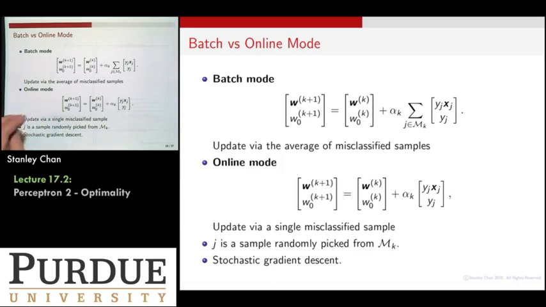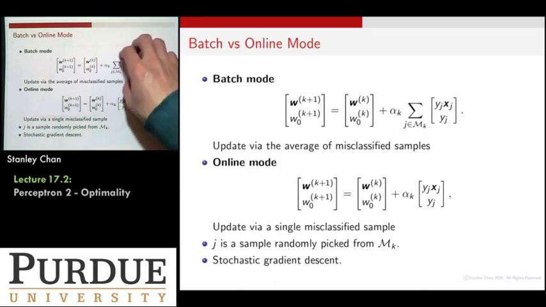Okay, the online mode says that I'm going to pick one of them. Now, can you do something in between? Oh, of course, yes. You can say I can just pick some of these misclassified samples. So now you have a big spectrum of variation. You can say I only want to update one sample or update all the samples or update some samples.